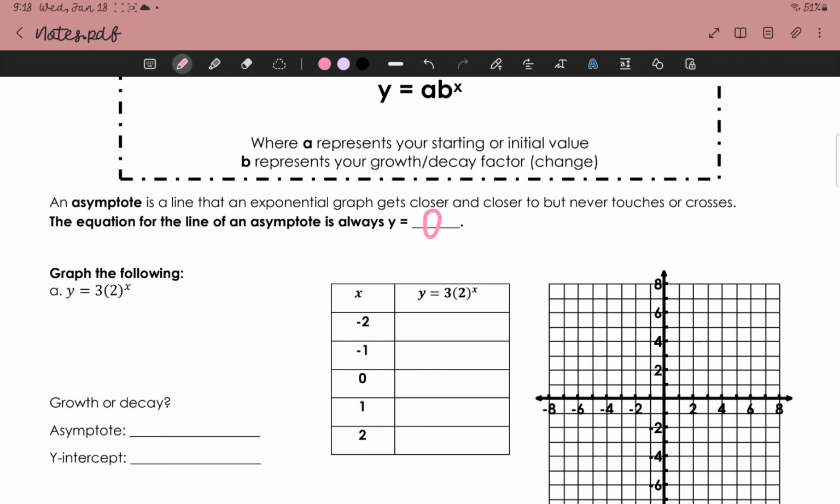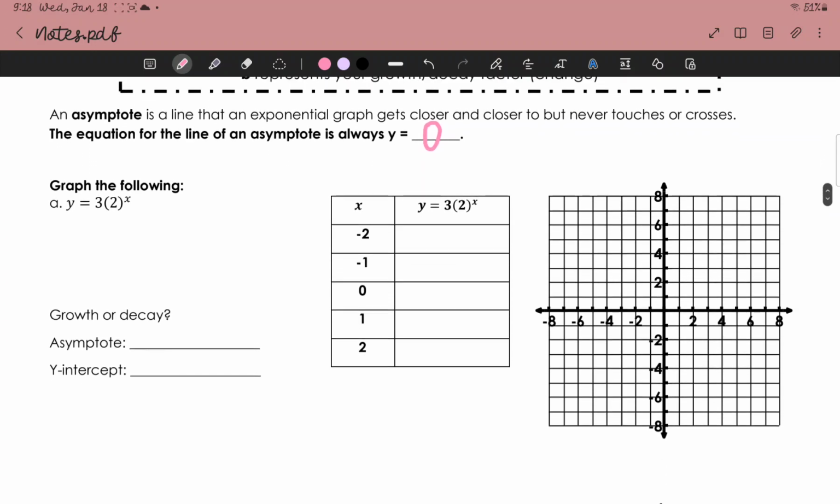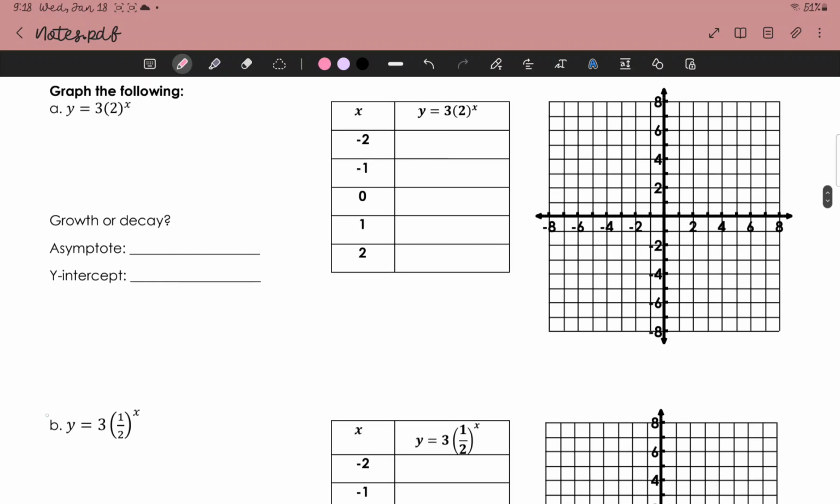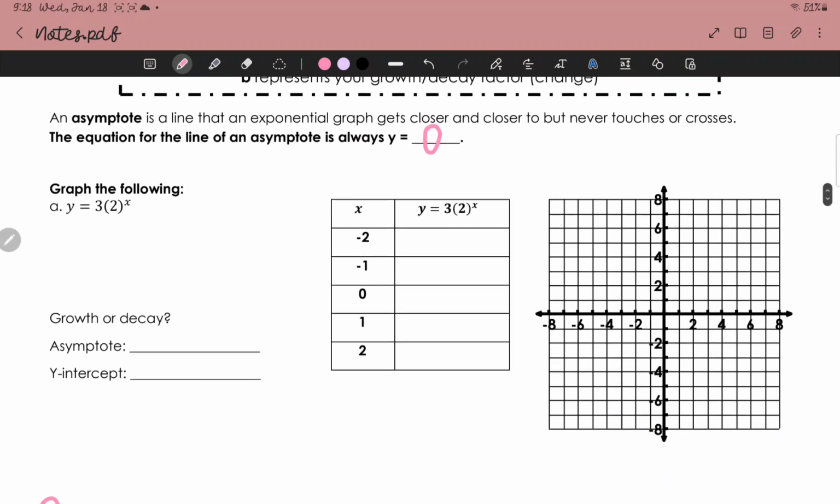And when you get into higher level maths, you might be transforming exponential functions where it might go up and down. It might even go left or right, and that'll change your asymptote. But we're not going to do that. All right, so moving on, I'll help you with this A, and then you guys will do your B on your own, because it's the exact same way. So again, since I know that the asymptote for us is always going to be y equals 0, I can go ahead and fill in this part in example A.